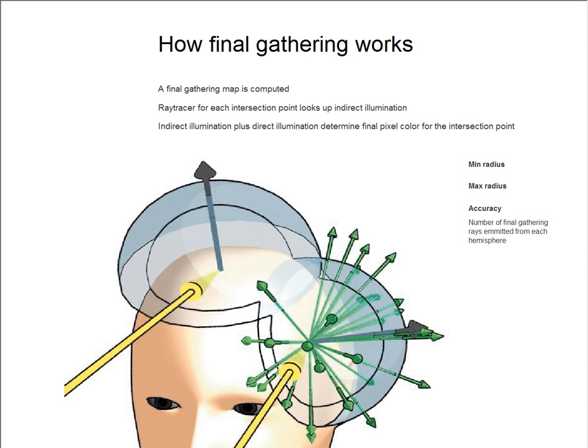So basically, final gathering is controlled by the accuracy setting and the min and max radius. And it's these three options that need to be balanced properly to create an accurate final gathering picture. And you always want to keep performance in mind. So next up, we're going to be looking at how accuracy and the min and max radius can be tuned properly to get a good final gathering effect but still have a performant scene.